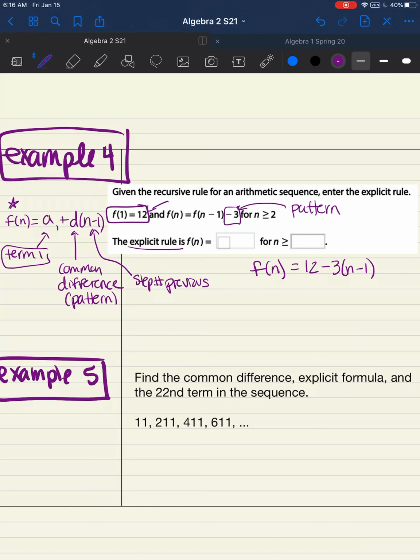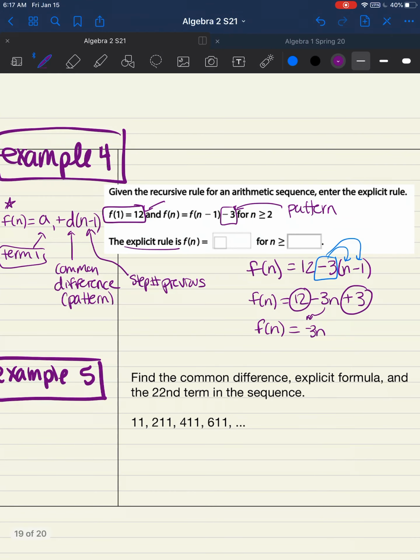All right, so then now we can clean this up a little bit and we can distribute here. Be careful with your distributive property. You are distributing a negative 3. We can add some like terms here. And we're going to get f of n equals, we'll put negative 3 in front, just for formality. If you don't, it's okay. Plus 15, because those were the like terms. And now we've come up with our explicit rule.